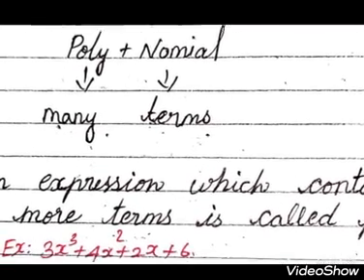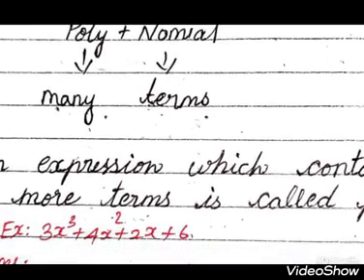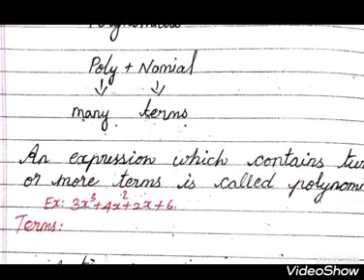So what is the definition? An expression which contains two or more terms is called a polynomial. For an example, 3x cube plus 4x square plus 2x plus 6. This is one of the examples for polynomials. So in this definition, an expression which contains two or more terms. What is meant by expression and what is meant by terms?